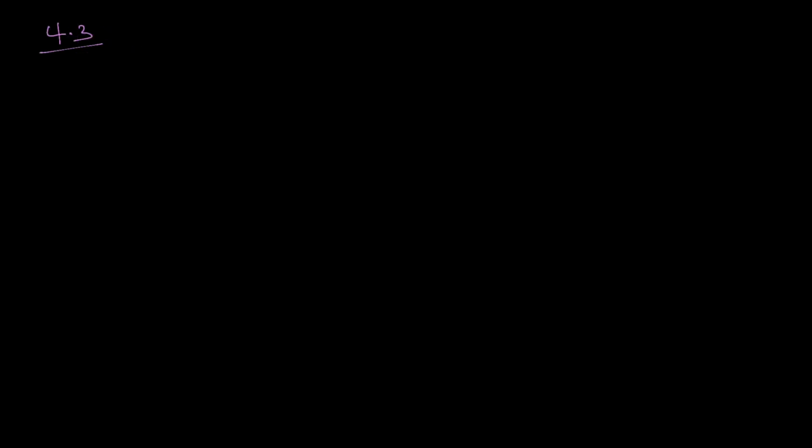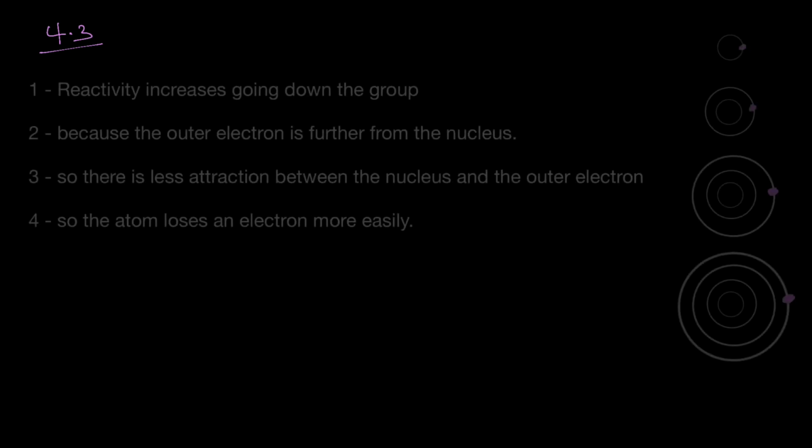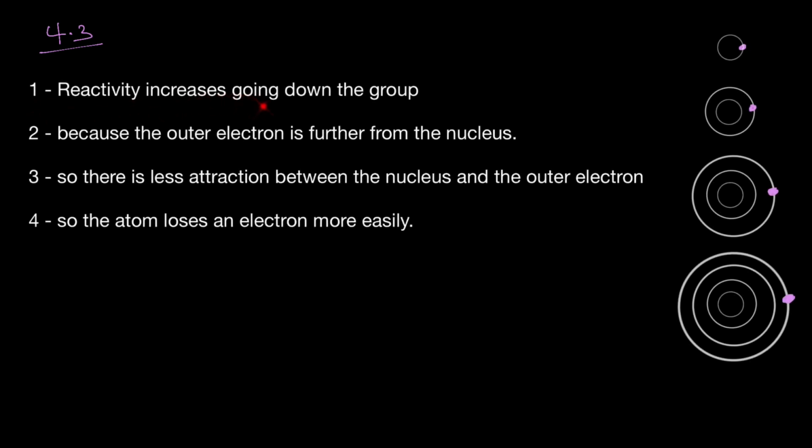Question 4.3. Explain why the reactivity of elements changes going down group 1. So 1, reactivity increases going down a group. 2, because the outer electron is further from the nucleus, here's the outer electron, so there is less attraction between the nucleus and the outer electron. So the further you go down the group, the further the outer electron is away from the nucleus, and so the atom can lose an electron more easily. And that electron can be lost easily because it requires less energy to remove it.